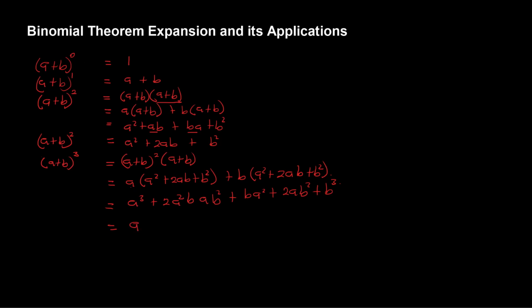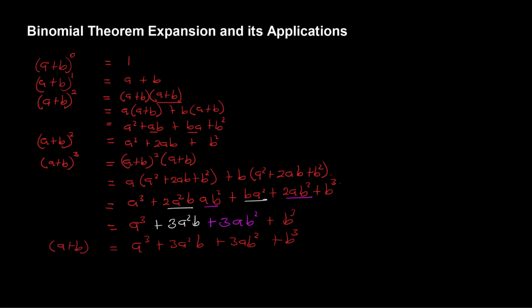This gives us A cubed. We have 2A squared B plus BA squared, and that will give us 3A squared B. We can also add AB squared plus 2AB squared, and that also gives us plus 3AB squared. And the last term is plus B cubed. So in a nutshell, we have A cubed plus 3A squared B plus 3AB squared plus B cubed. This is the expansion for A plus B to the power 3.